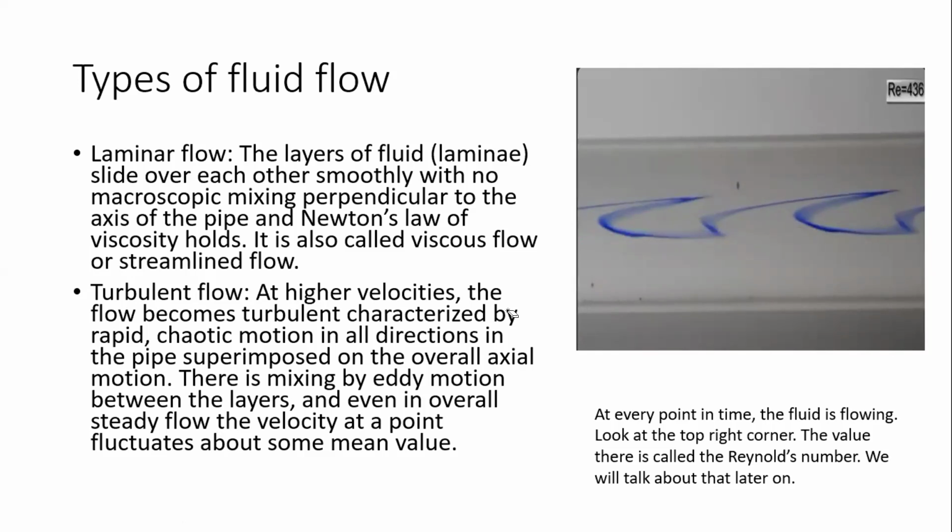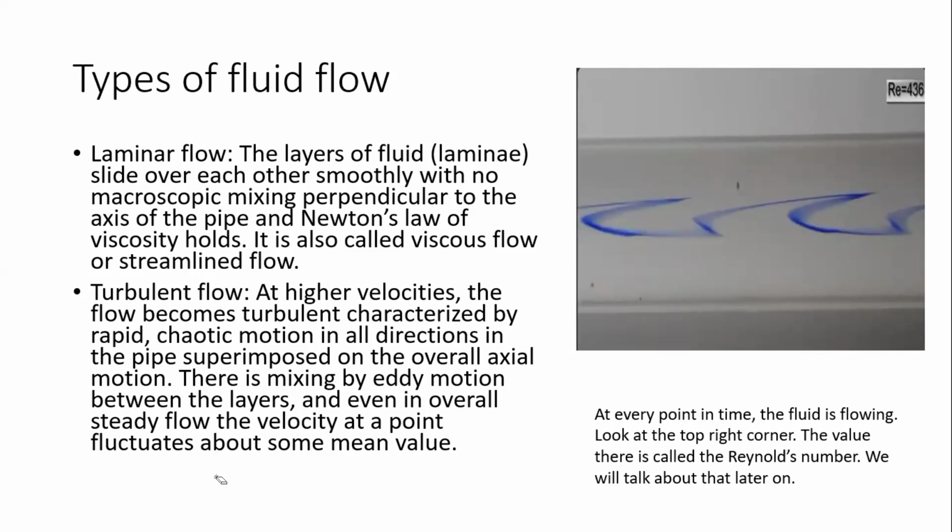So for turbulent flow, if you look at the definition, it's saying that at higher velocities, the flow becomes turbulent. It's characterized by rapid chaotic motion in all directions in the pipe superimposed over the axial motion. So what we are just trying to say is that there's now some chaotic, random motion happening in all directions over the axis of the pipe, right? And then there's mixing by eddy motion. So we'll speak about eddy motion very soon. There's mixing by eddy motion between the layers.